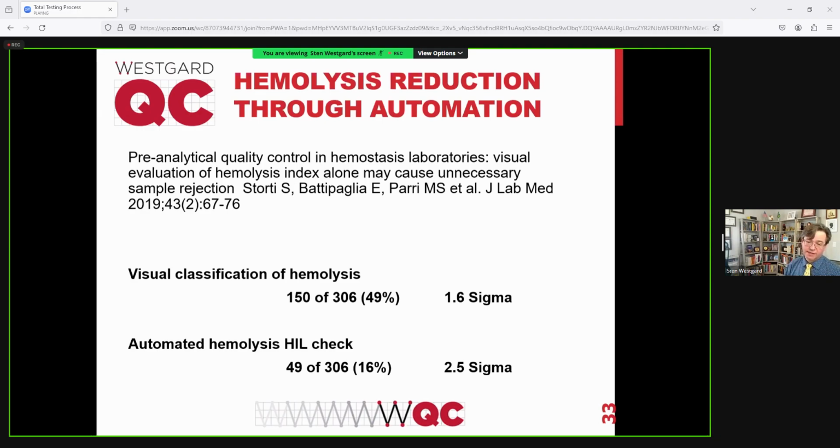Here we see that out of 306 samples, 150 of them were considered hemolyzed by visual check. So that's 1.6 sigma. They go to an automated check, and it drops. They have more than 100 more samples that are considered not hemolyzed. So that jumps to 2.5 sigma. On a defects per million scale, that's 300,000 fewer defects per million. So that automation delivered a much larger benefit than training.